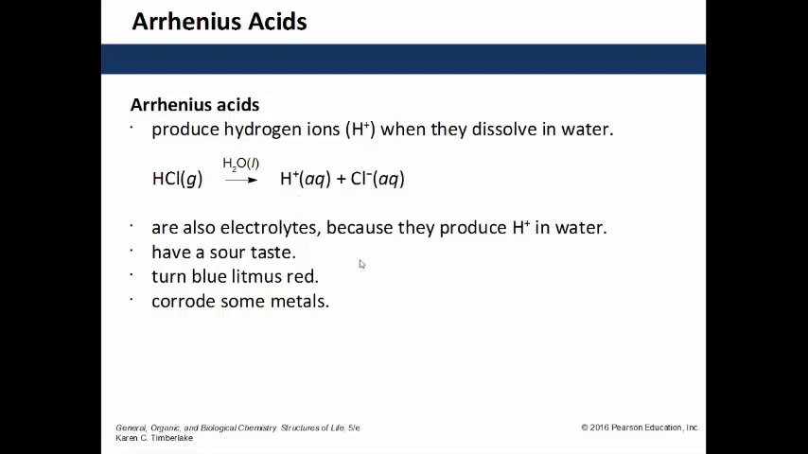And these types of acids are also electrolytes because they produce hydrogen ion in water. They tend to have a very sour taste to them. They also will corrode some metals, and they will turn blue litmus paper red. And that's a good indicator that the substance that you're working with is an acid.